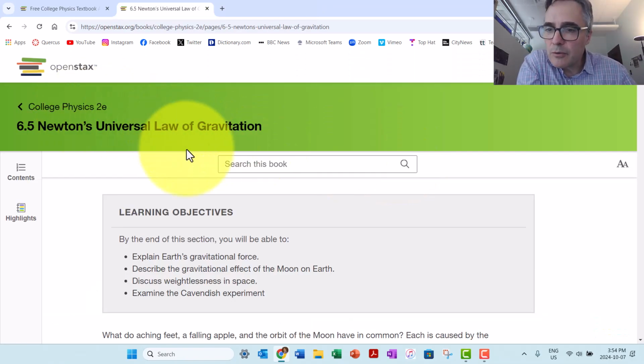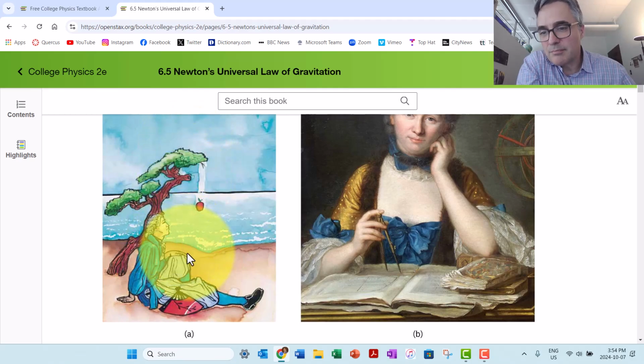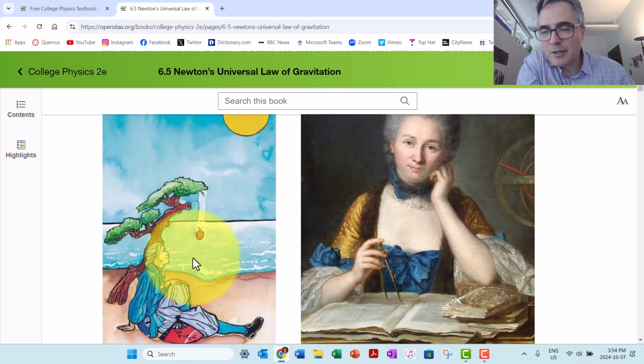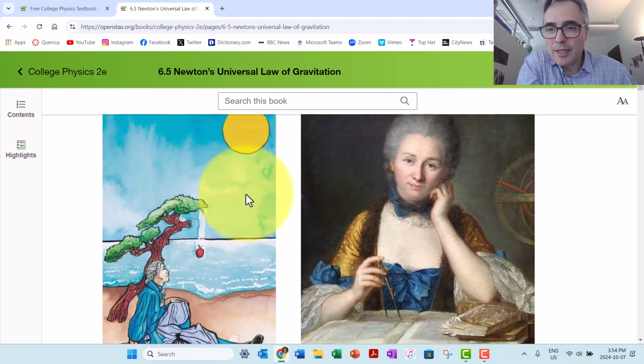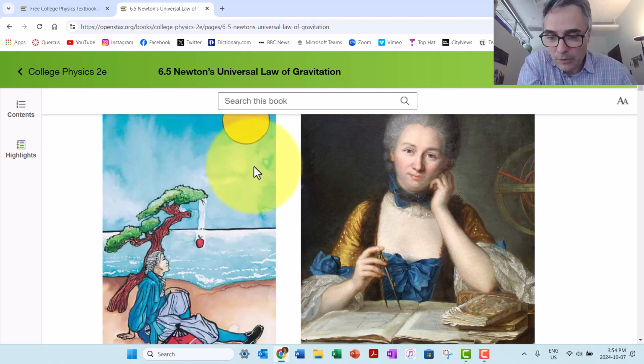And that brings us to Newton's universal law of gravitation. So I guess this is a picture of Isaac Newton sitting under an apple tree, and he was thinking about why does the Earth orbit the sun? Why does the moon orbit the Earth? There should be some inward pulling force, just as we had with the last couple of chapters.